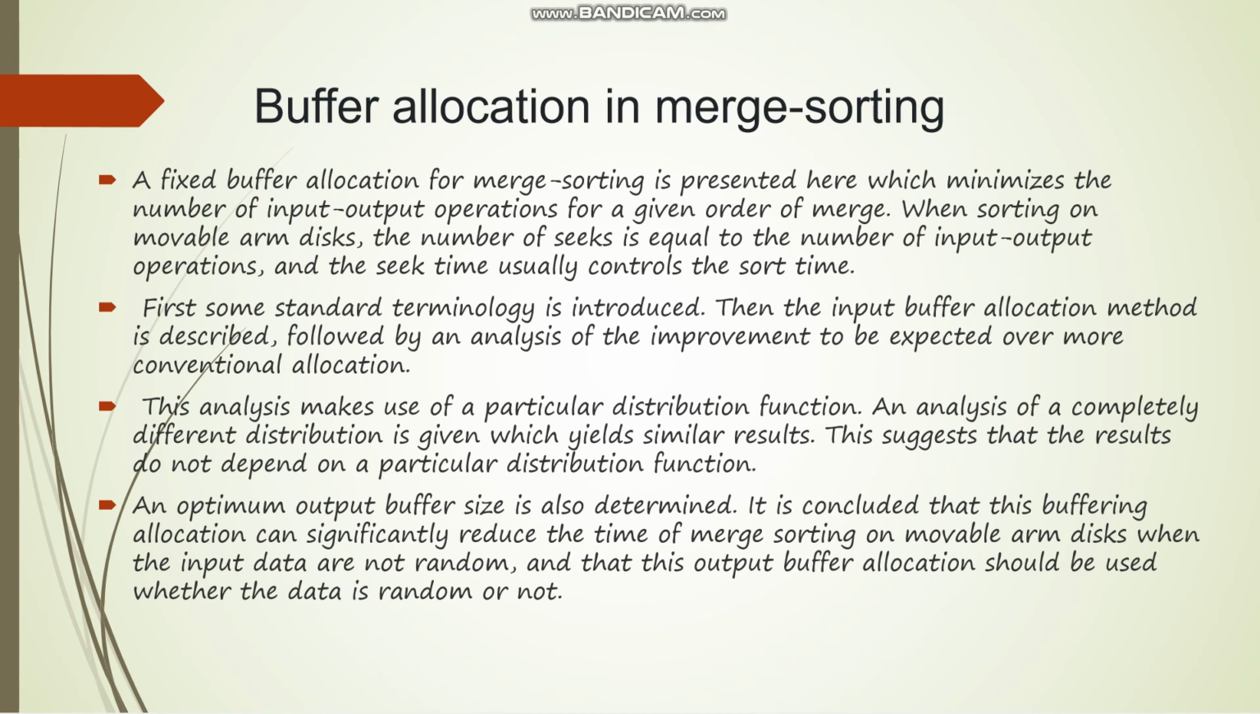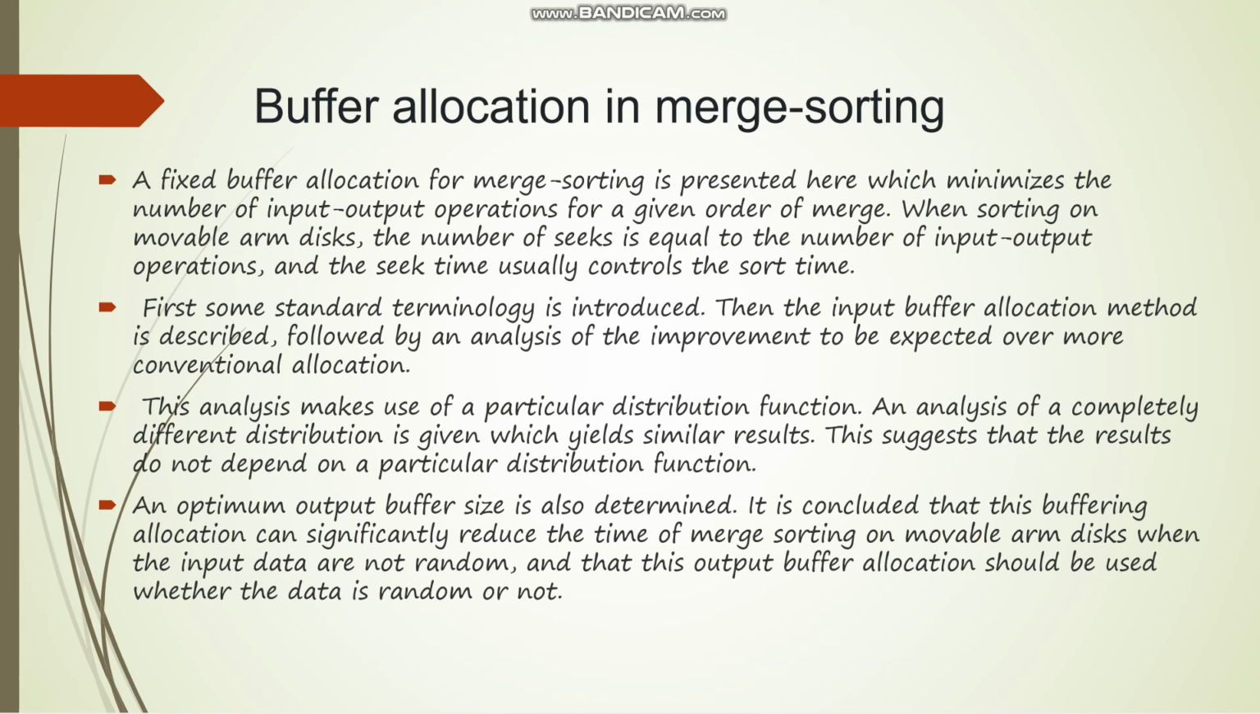First, some standard terminology is introduced, then the input buffer allocation method is described, followed by an analysis of the improvement to be expected over more conventional allocation. This analysis makes use of a particular distribution function. An analysis of a completely different distribution is given, which yields similar results. This suggests that the results do not depend on a particular distribution function. An optimum output buffer size is also determined.